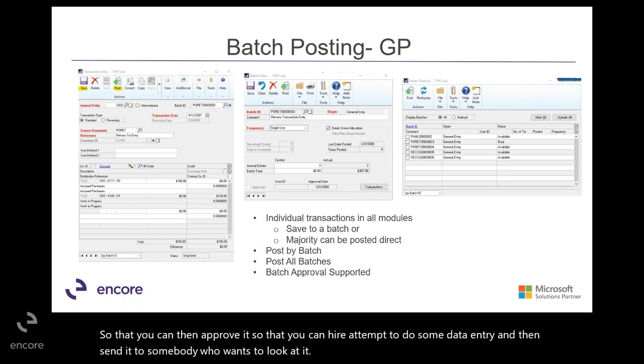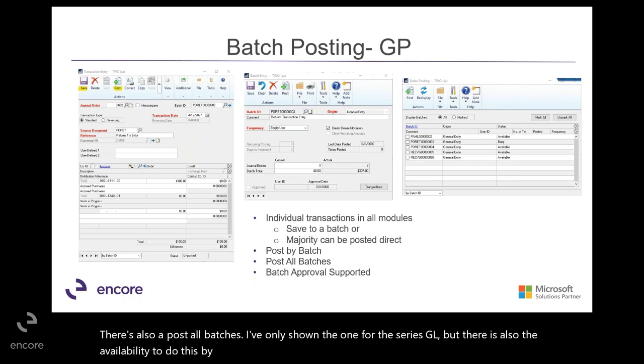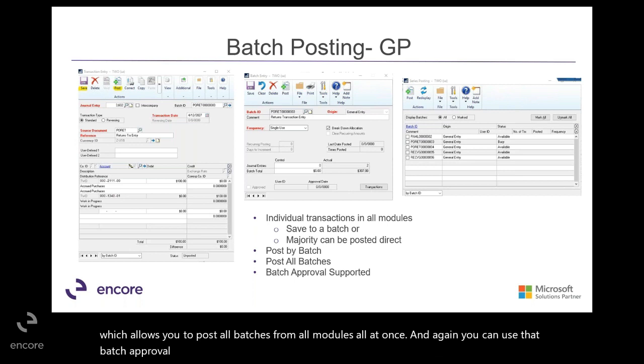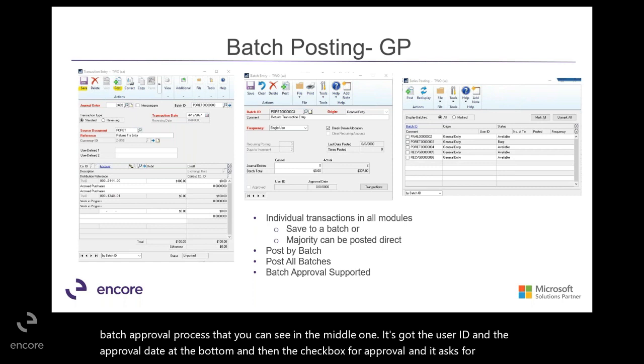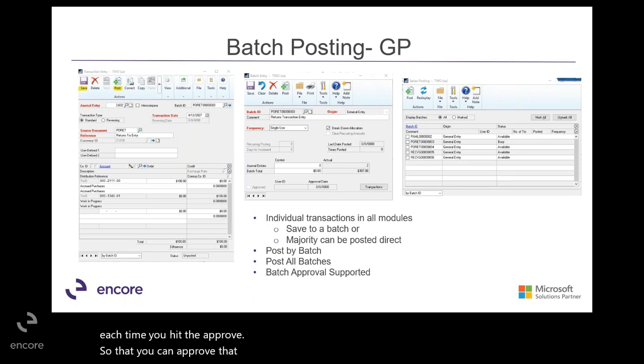There's also a post all batches. I've only shown the one for the series GL, but each of the modules has a series post, as well as there's a master posting, which allows you to post all batches from all modules all at once. And again, you can use that batch approval process that you can see in the middle one. It's got the user ID and the approval date at the bottom, and then the checkbox for approval. And it asks for a password each time you hit the approve button so that you can approve that to move forward.